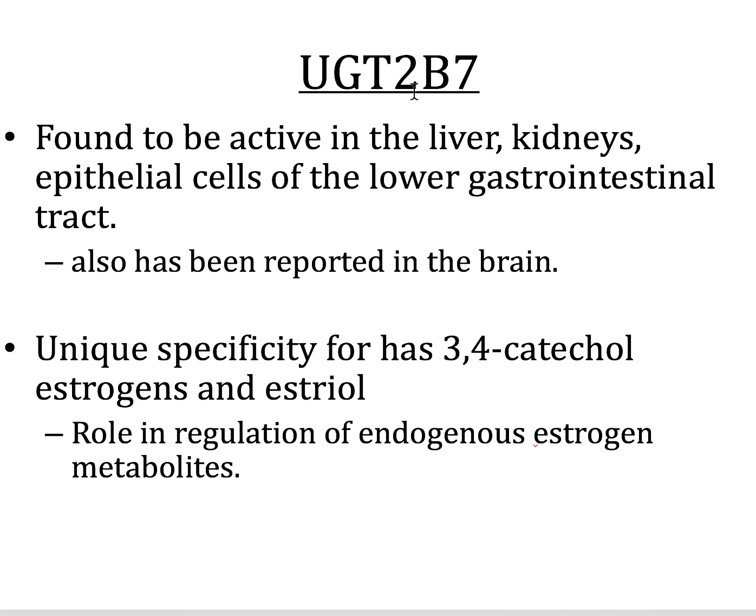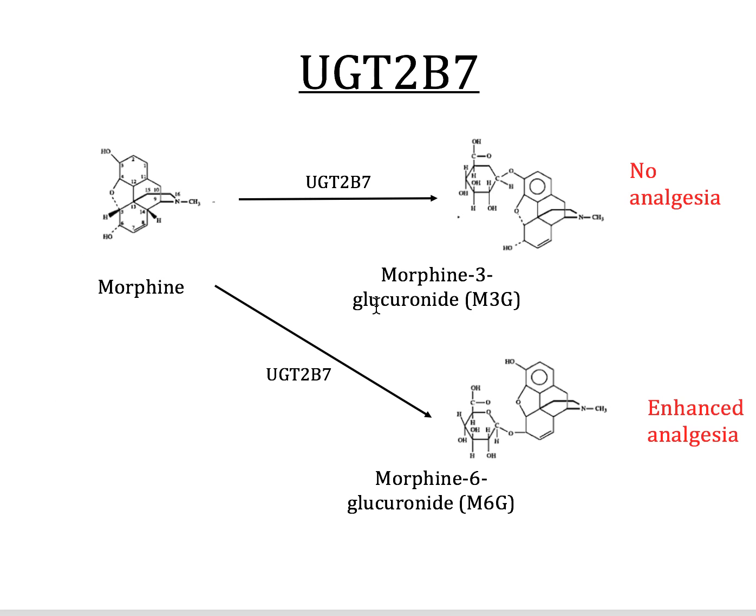So UGT2B7 is found in the active liver. It's also been reported that it's found in the brain as well. An example of this is morphine, right?